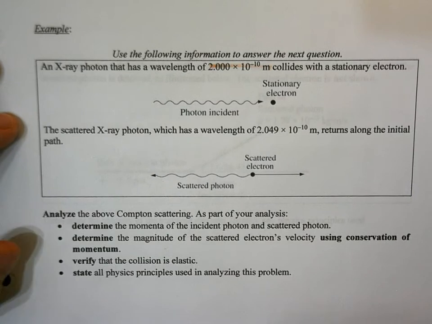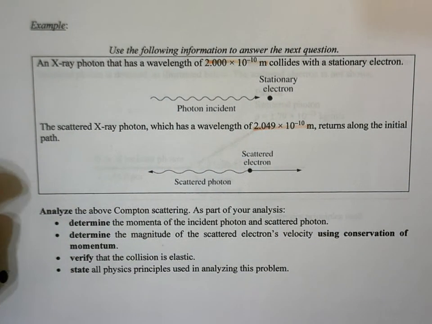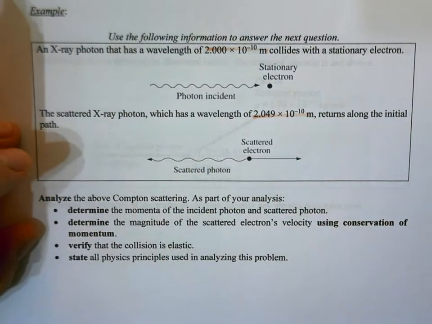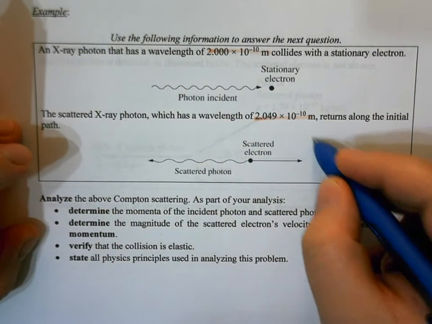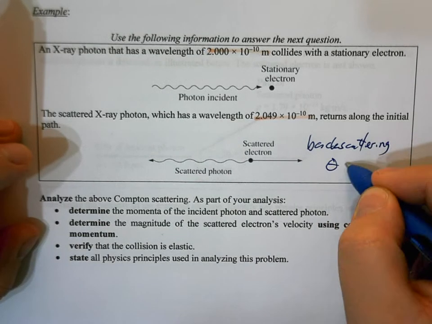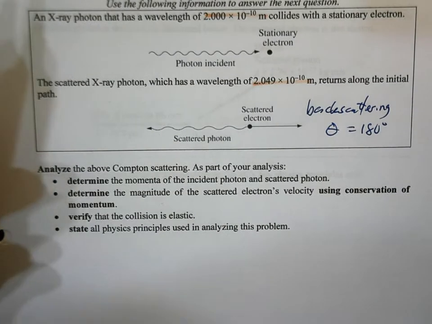The scattered X-ray photon has a wavelength of 2.049 times 10 to the minus 10 meters, and it returns along its initial path. So we have the photon coming in and the scattered photon going back. We can see that this is a backscattering, which means the angle of scattering is 180 degrees. So we've been asked to analyze this.